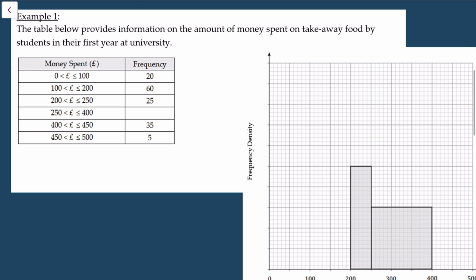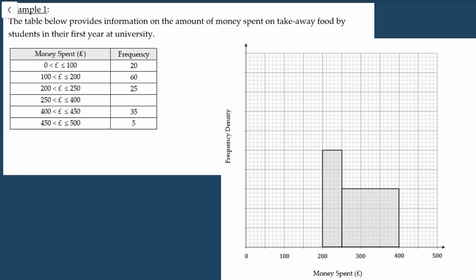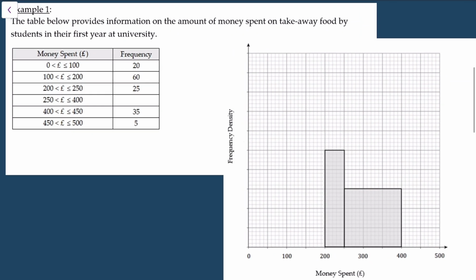So, the first example says the table below provides information on the amount of money spent on takeaway food by students in their first year at university. You notice here we are not given the frequency for the fourth interval. But when we compare it to the histogram, we are given the bar.